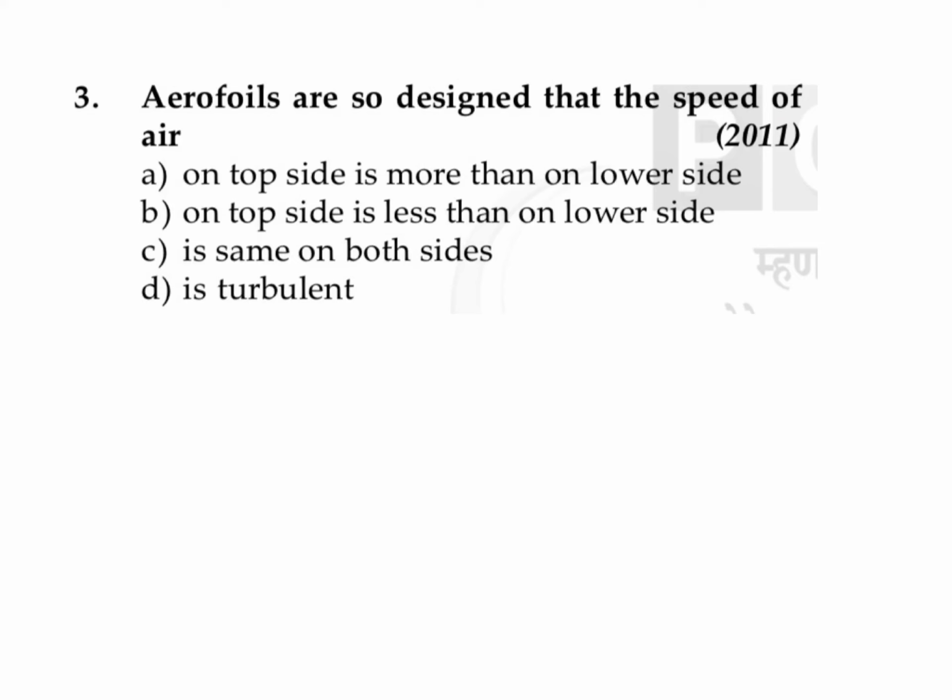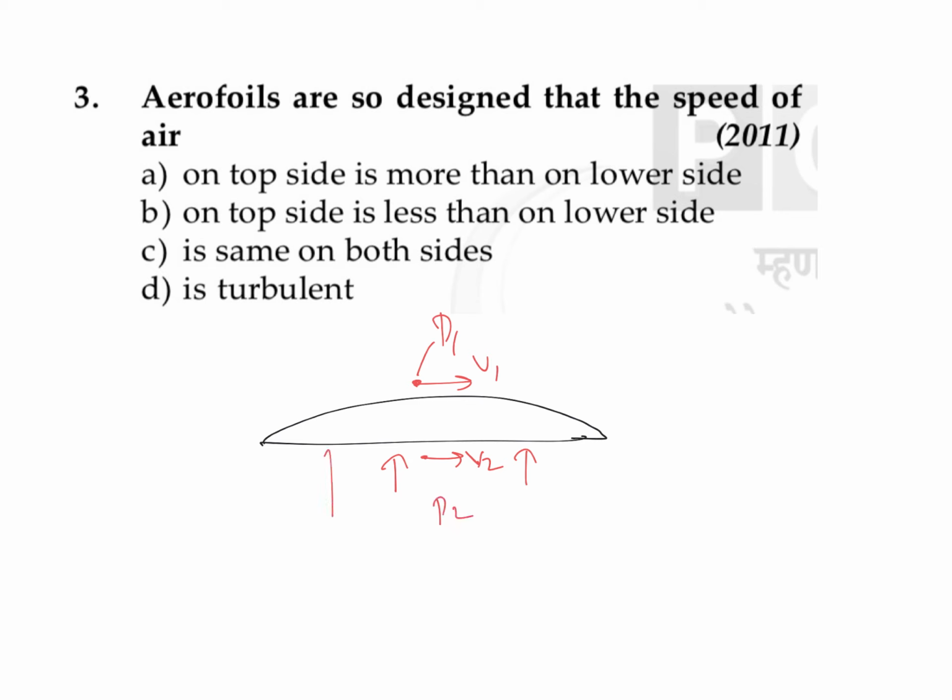It is given that aerofoils are so designed that the speed of air... so we know that in case of an aerofoil we are making an arrangement or a structure something like this, so that the velocity of air on the upper side, v1, is more than the velocity on the lower side, so that there will be a net pressure difference. Let's say over here is P1 and over here is P2, so the pressure on the downside will be more than that of the pressure on the upper side. By using this pressure difference, we create an upthrust on this object, which we can use in the working of an aeroplane.